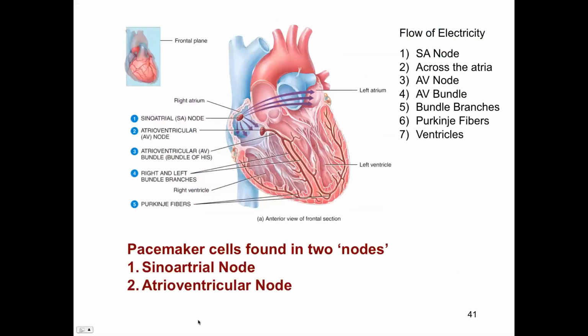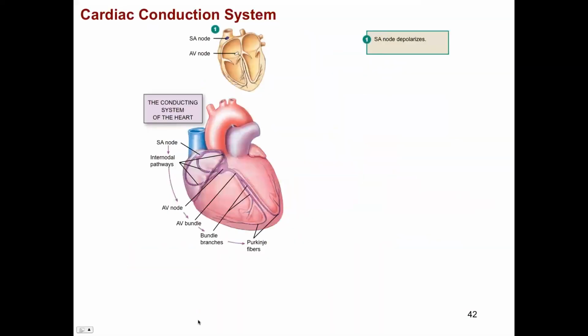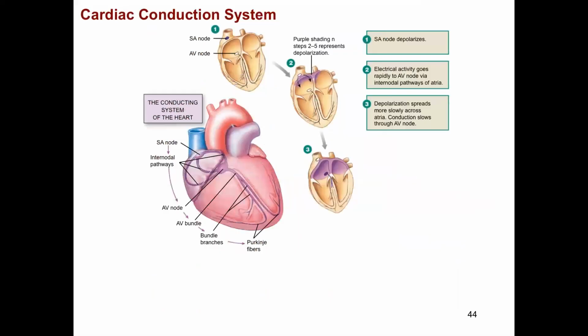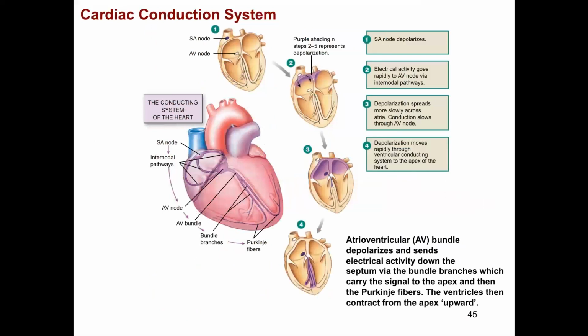So let's go over that again, right? So the SA node depolarizes. The activity goes through rapidly toward the AV node, right? We've got internodal pathways that allow this to happen, okay? And depolarization is going to spread slowly across the atria, but the AV node has already been stimulated, all right? This depolarization is going to go through the ventricular conducting system towards the apex.